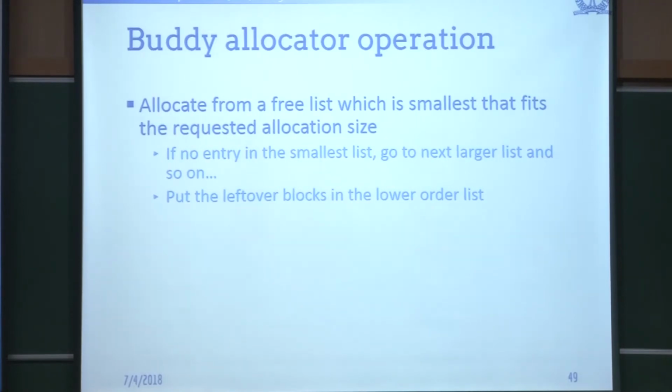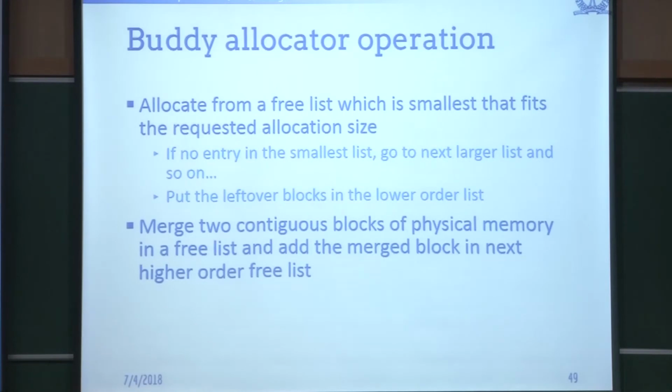If it is not, then it tries to go for the 32 kilobyte, and if there is an entry in the 32 kilobyte, it breaks it, giving 16 kilobyte and another 16 kilobyte chunk. The free chunk that it creates, because you just allocated the 16 kilobyte, goes into the lower order free list.